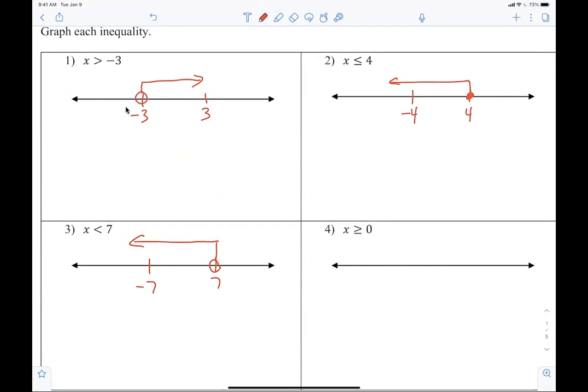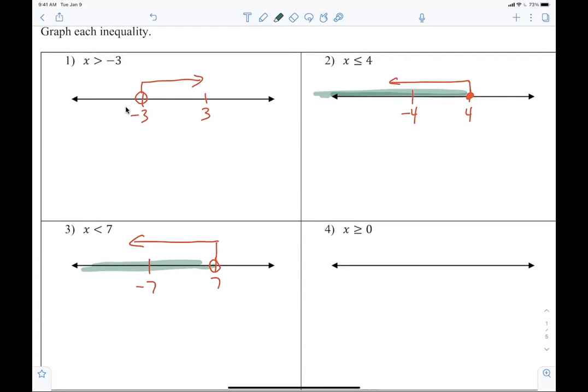This is equal to 4, less than or equal to 4. Is that what it is? All those numbers are true. All of these numbers make the inequality true.